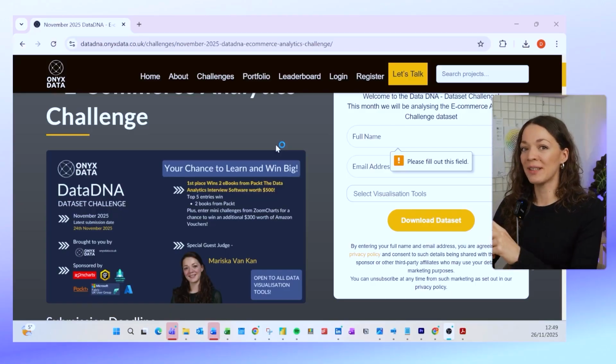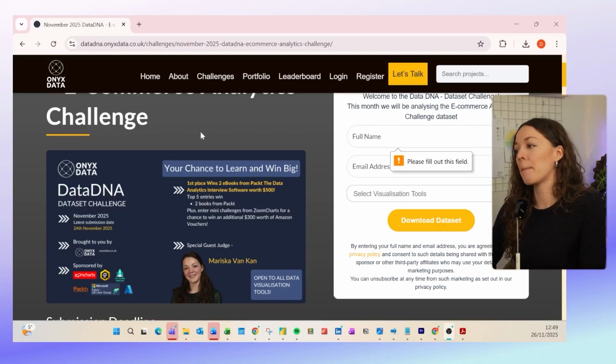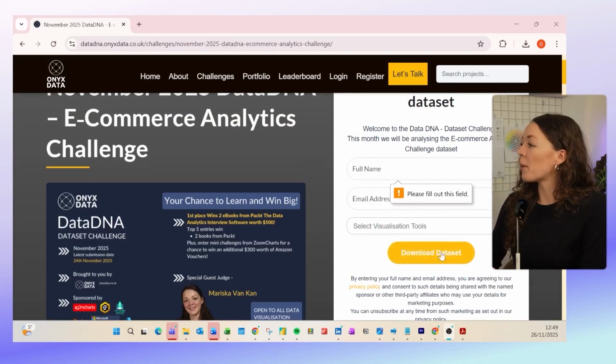But first, I want to dive a little bit deeper into the assignment. We have a business case here, which is e-commerce. So let's look at what Onyx Data set up for us. I'm on the Data DNA page, and here you can see my picture, which I do not like, cropped out, but doesn't matter. And we can download the dataset here.